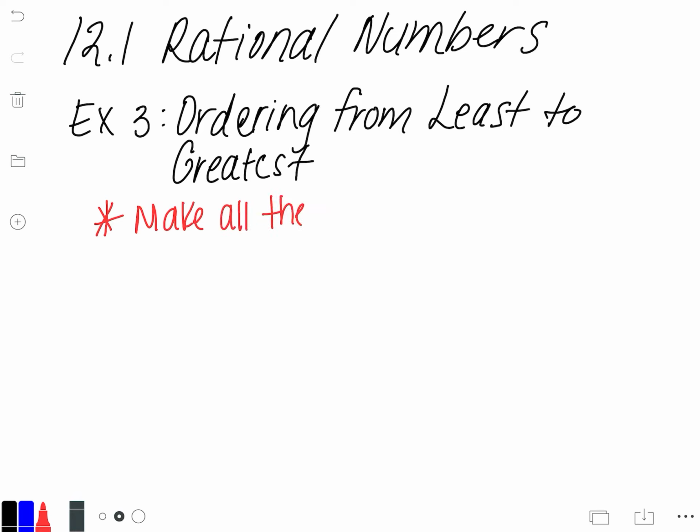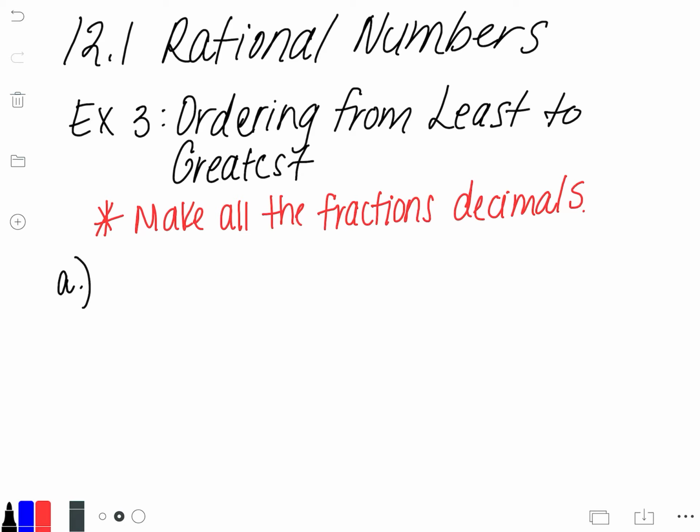all the fractions decimals, which you learned how to do in Monday's lesson, which is basically just to divide or use long division. Now, since I know that you guys love to cut corners and use the least amount of time possible when you're doing math, you can use some common sense with some of these, and I'll show you what I mean.